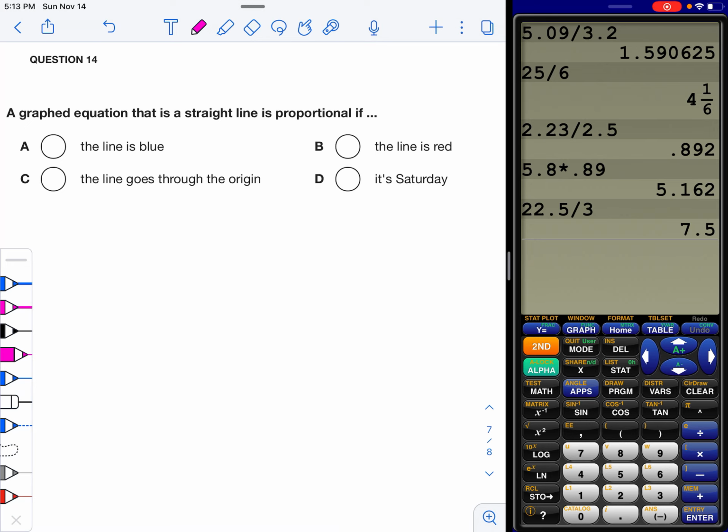And finally, a graphed equation that is a straight line is proportional if, well, it's straight, so we like that, but it has to go through the origin. The line goes through the origin, so there's your winner.